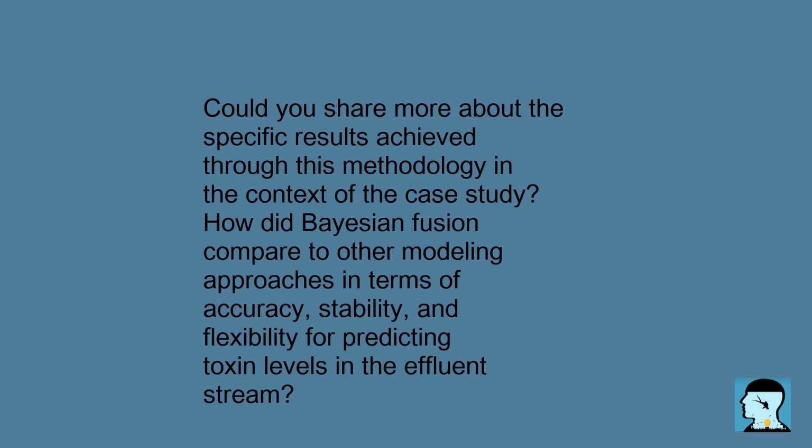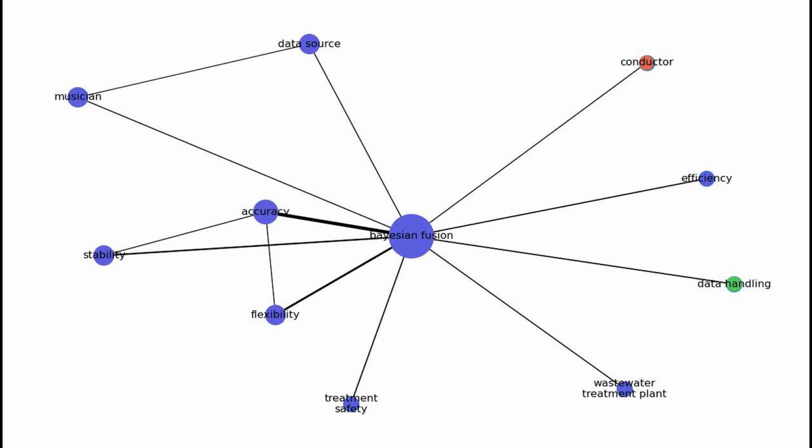In the context of the case study, Bayesian fusion proved to be a standout method for predicting toxin levels in the wastewater treatment plant effluent stream. When compared to other modeling approaches, such as the concatenated method, Bayesian fusion consistently showed better performance. To break it down, think of Bayesian fusion as a skilled conductor leading an orchestra, where each musician, data source, plays their part. The conductor knows which instruments are playing well and which might need a little more attention. This ability to weigh the contributions based on reliability led to the best results in terms of accuracy and stability.